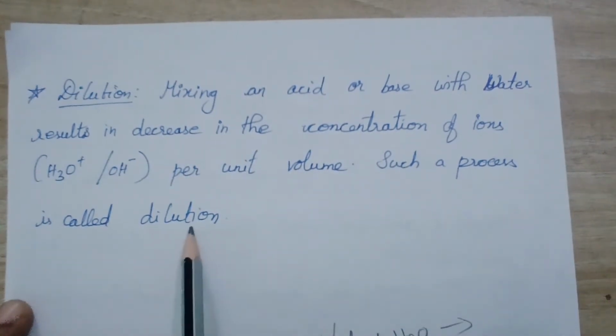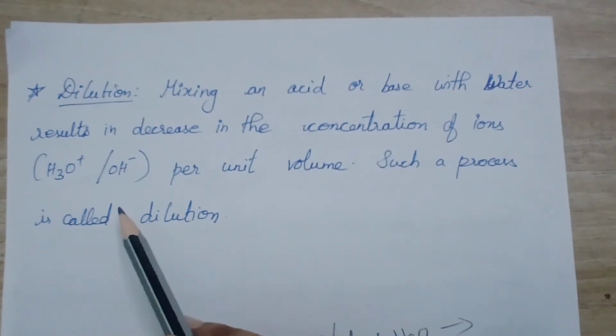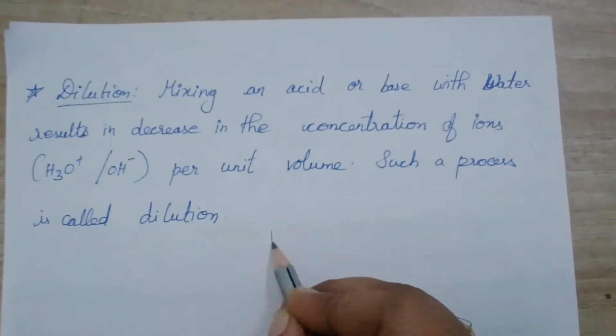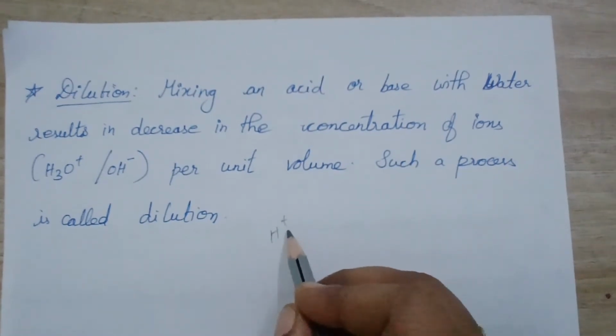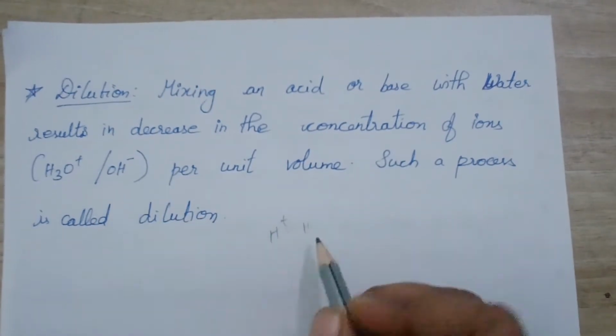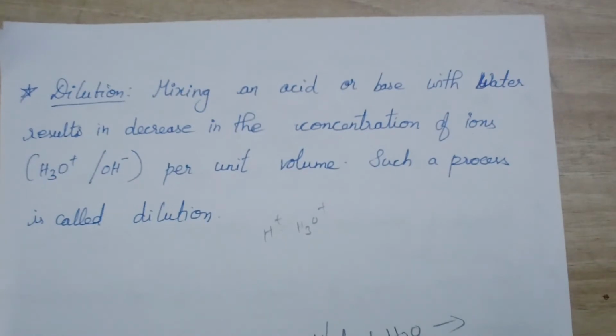Such a process is called dilution. Dilution means mixing of an acid or base with water. Here the H+ ion will not exist independently, will not float independently. It immediately mixes with water to form hydronium ions, H3O+. So what is meant by dilution? Mixing of an acid or base with water per unit volume decreases the concentration of ions per unit volume. Such a process is called dilution.